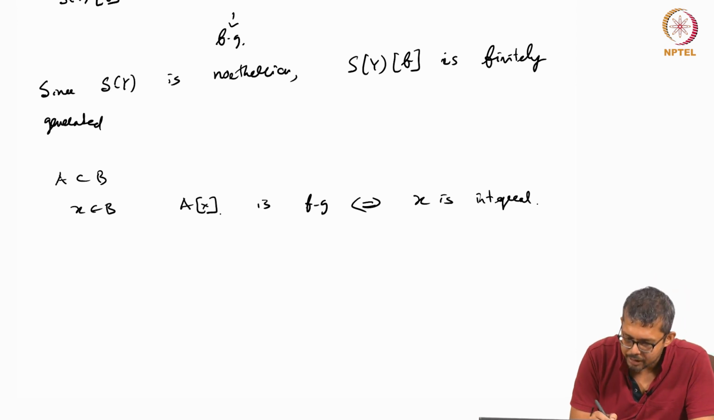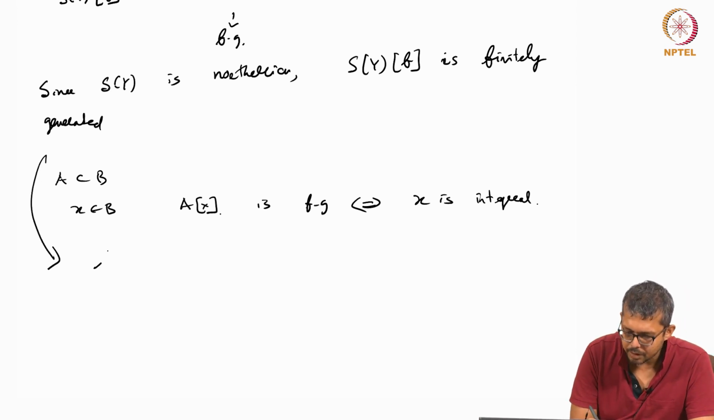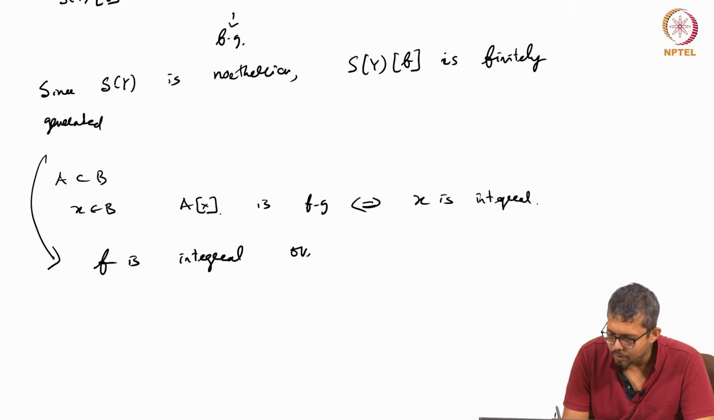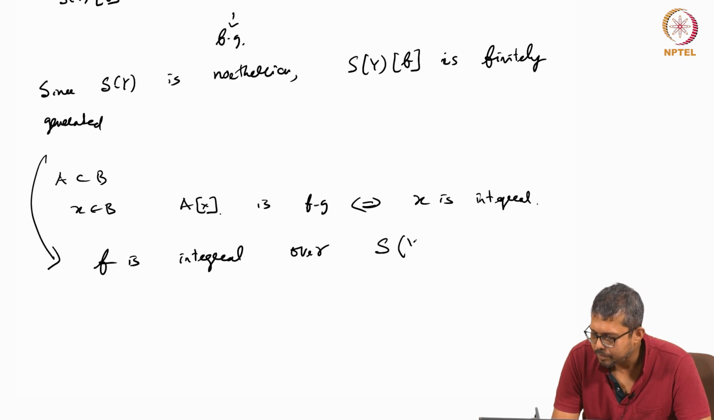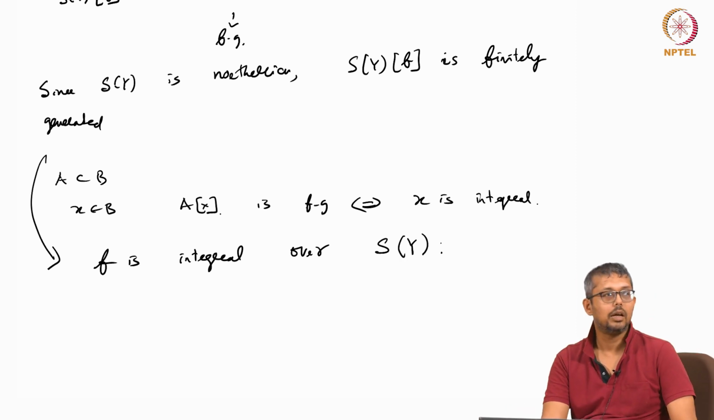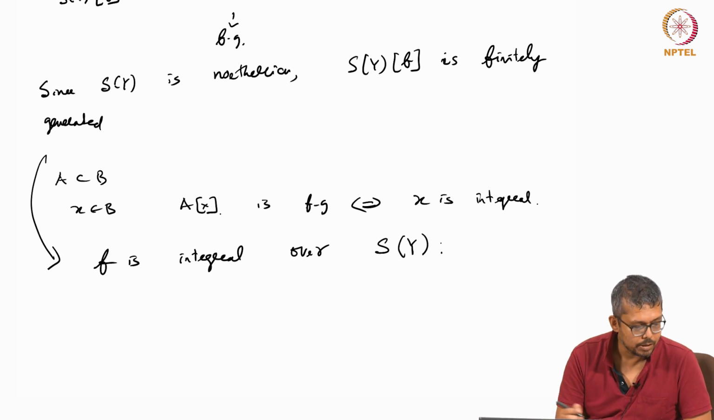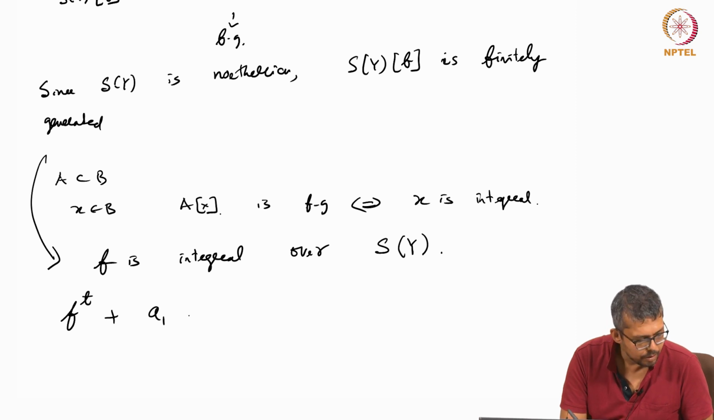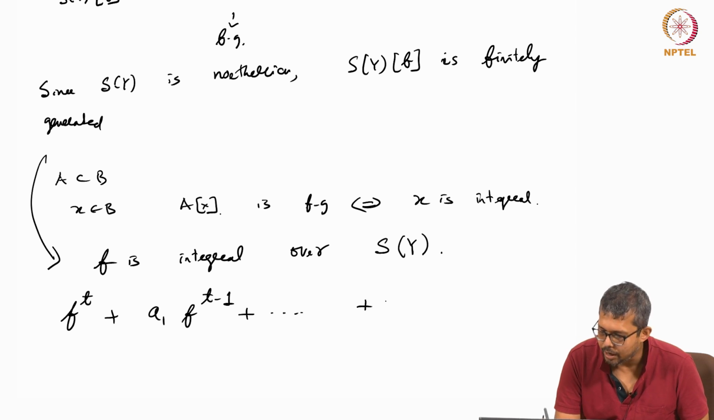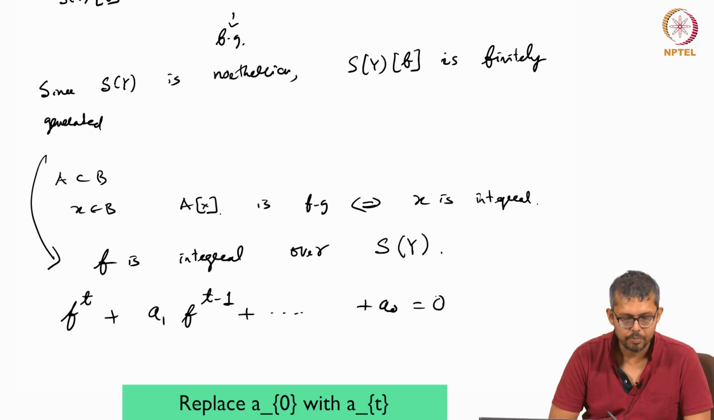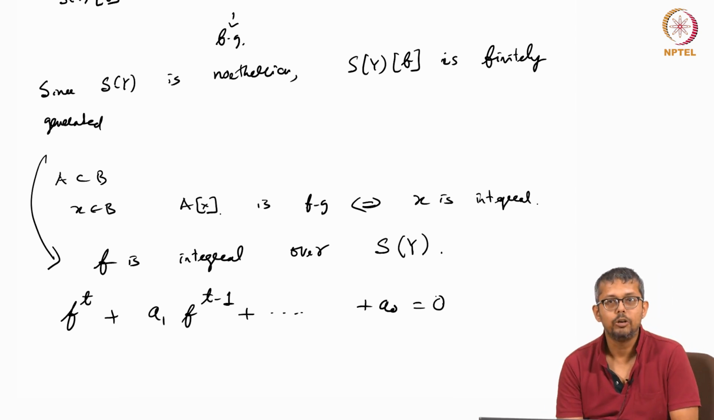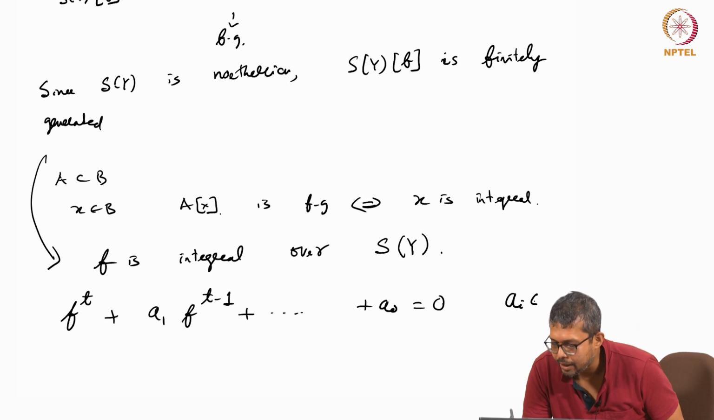So this implies that f is integral over S_Y, right. That means you have a monic polynomial f to the power t plus a1 f power t minus 1 plus dot dot dot plus a naught equal to 0, and these ai's are where? The ai's are in S_Y.